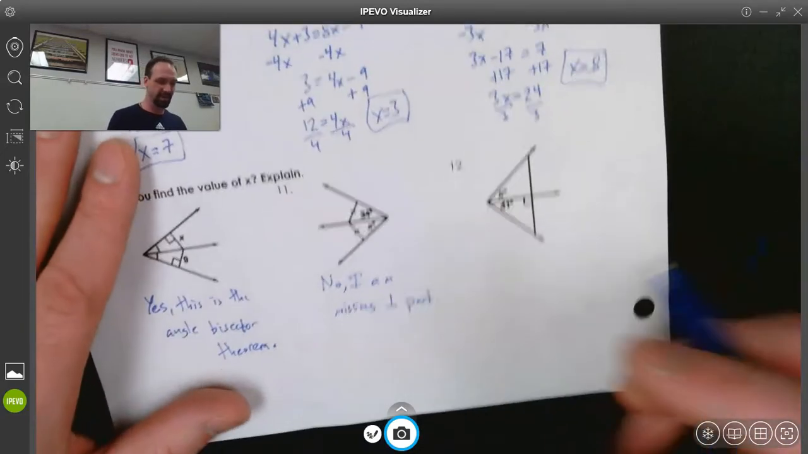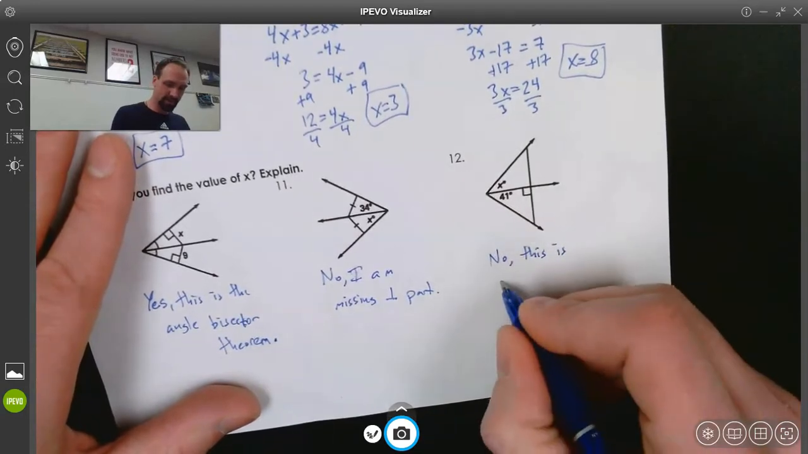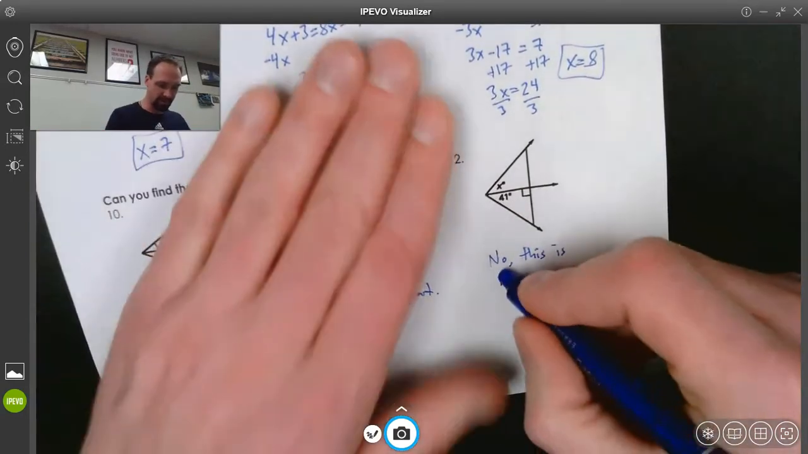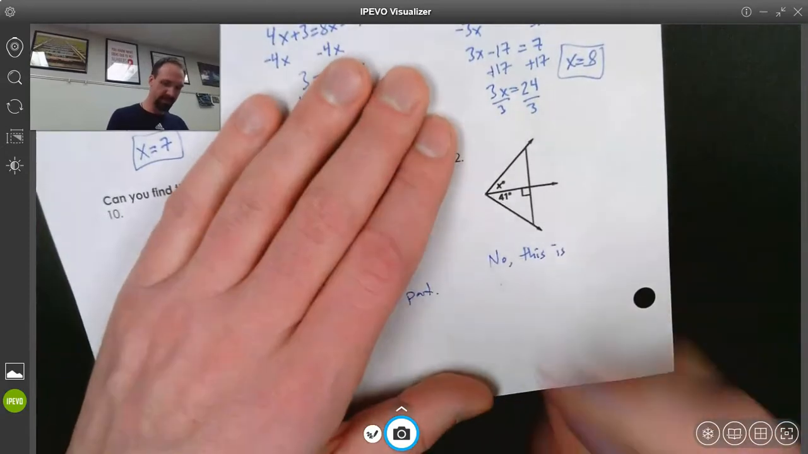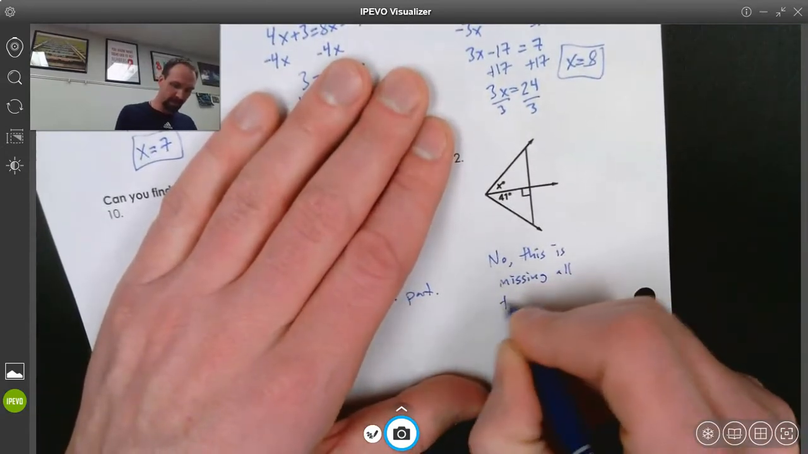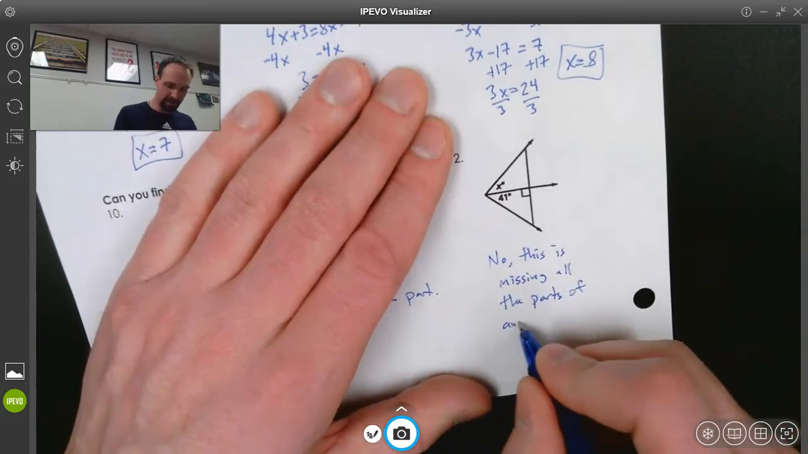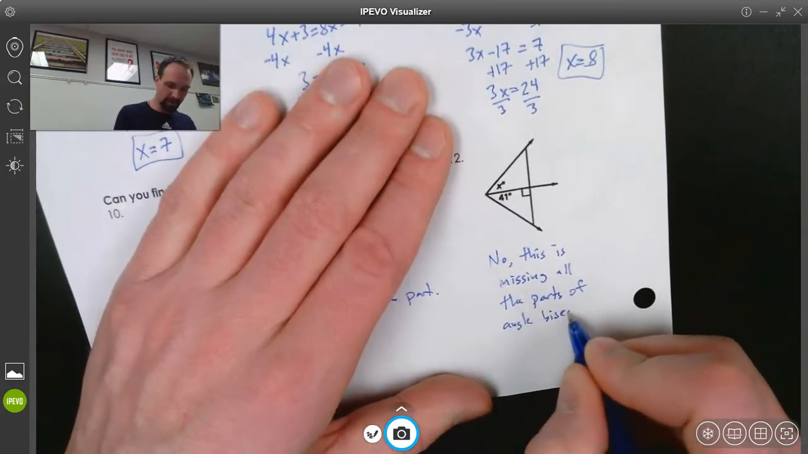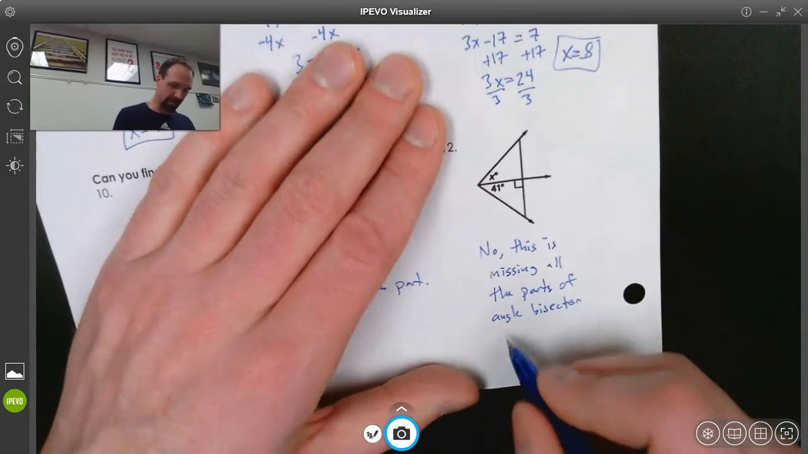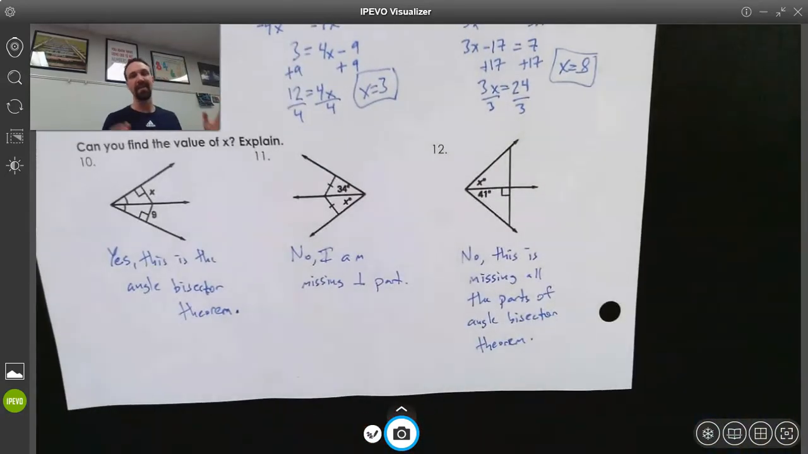So this, no, this is missing all the parts of the angle bisector theorem. It doesn't have any part of it. It has the perpendicular mark, but it's in the wrong spot.